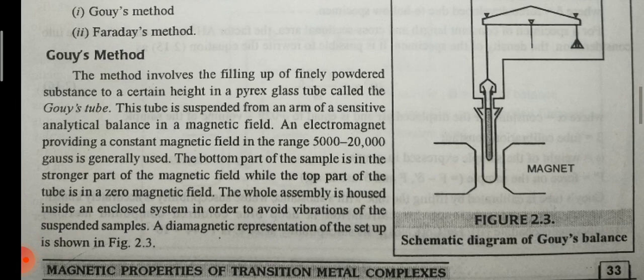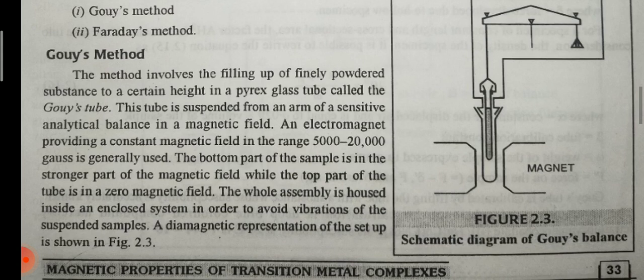This tube is suspended from an arm of a sensitive analytical balance in a magnetic field. An electromagnet providing a constant magnetic field in the range 5000 to 20,000 Gauss is generally used. The bottom part of the sample is in the stronger part of the magnetic field, while the top part of the tube is in a zero magnetic field. The whole assembly is housed inside an enclosed system in order to avoid vibration of the suspended sample. A diagrammatic representation of the setup is shown.